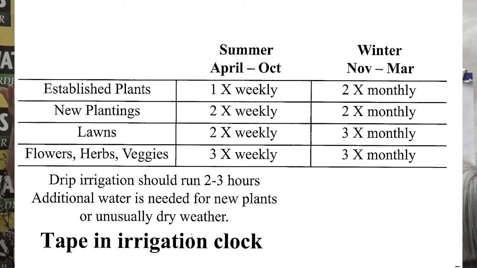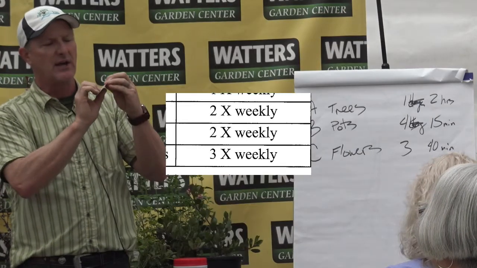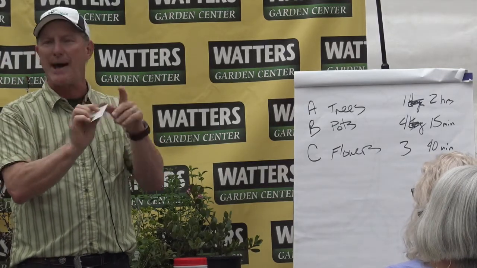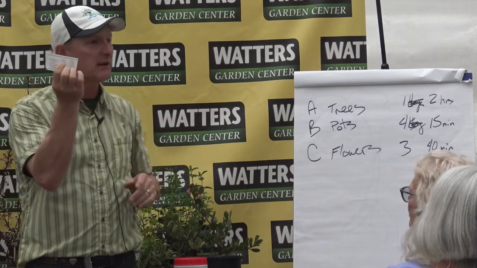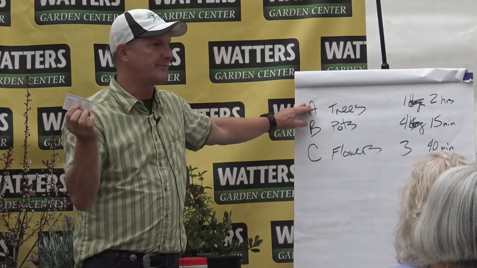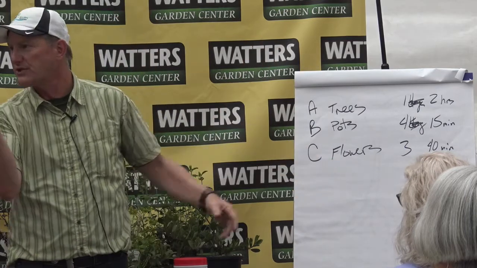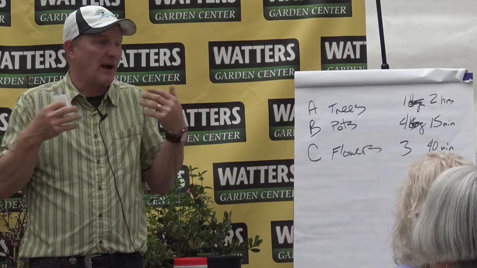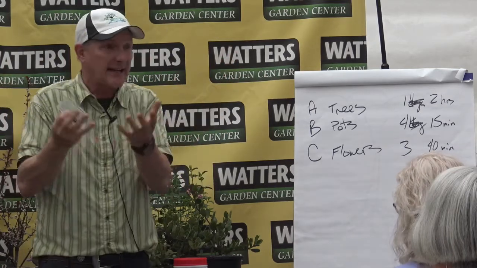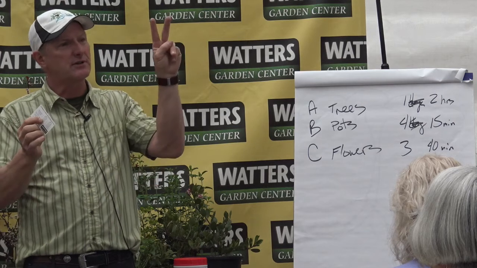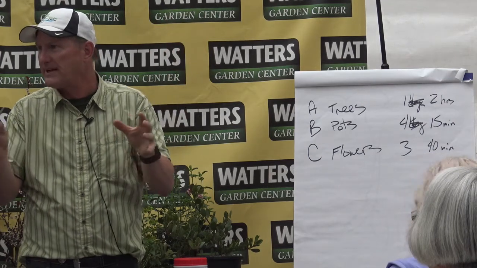You'll forget, when do I turn it on or off? Well, you can see, April through October, right here, during the summer, the growing season, you're gonna water established plants once a week. That's trees and shrubs, roses, big rooted things once a week. For new plants, I have a lot of new plants in my yard. I'm a gardener, I own a garden center. I like to plant. I have a lot of new things. I'll water those things twice a week because they're just more dependent on me.